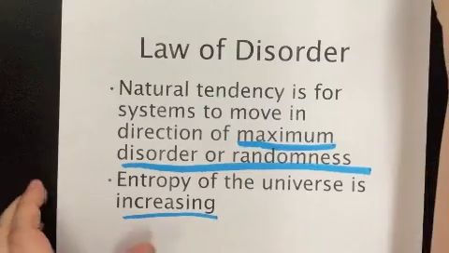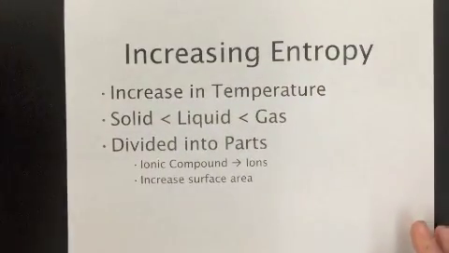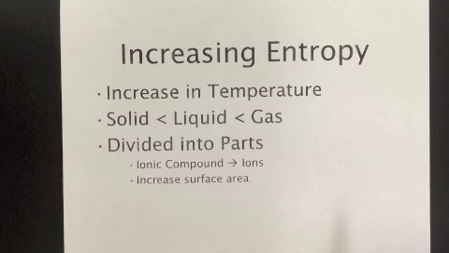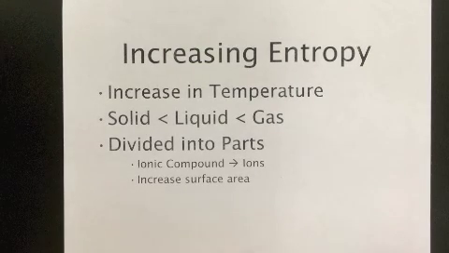Now, how do you increase entropy? What does that have to do with molecules? There are three ways to increase entropy. First is to increase temperature, because remember that as temperature increases, your molecules and atoms and things like that are moving faster and faster. The more they're moving, the more entropy there is.